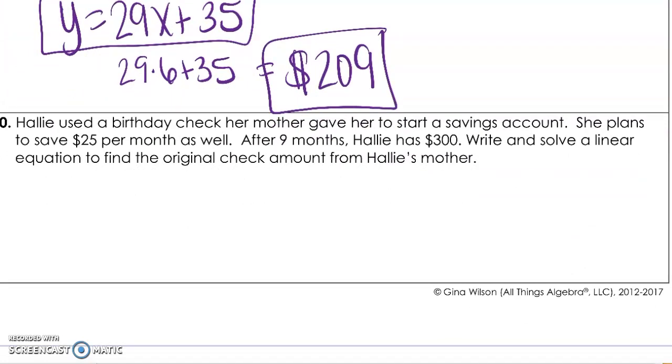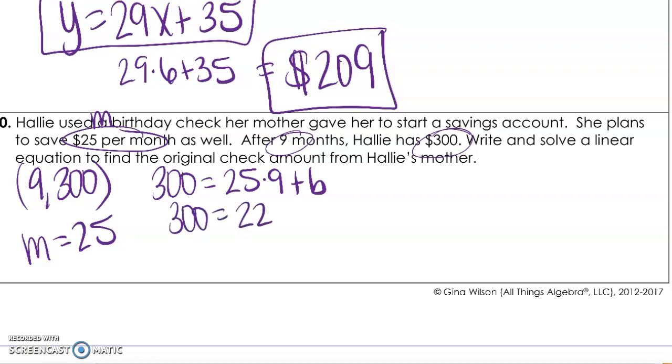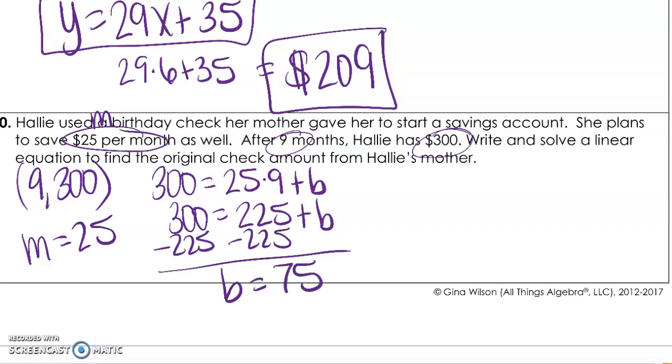Our last one, we have a savings account. Here's $25 per month, so that tells you that's your slope. Here's your ordered pair, 9 months, $300. So 9 months, $300, and our slope is $25. So 300 is equal to 25 times 9 plus b. So 300 equals 225 plus b. Subtract 225. b is equal to 75. So your equation is y equals 25x plus 75.